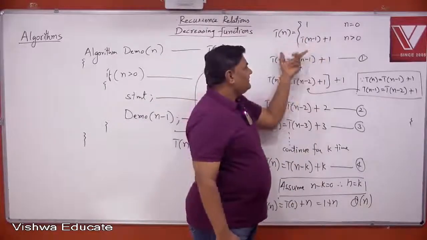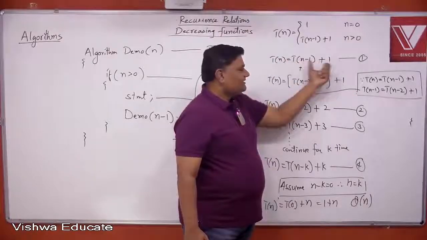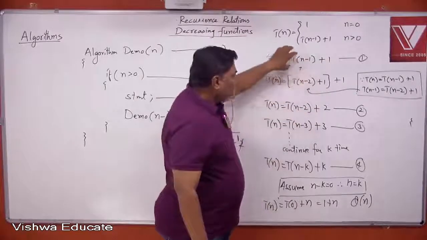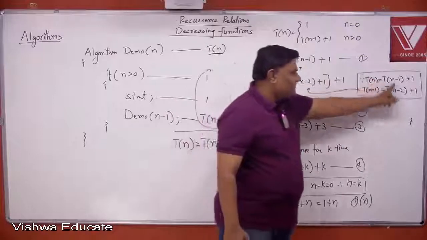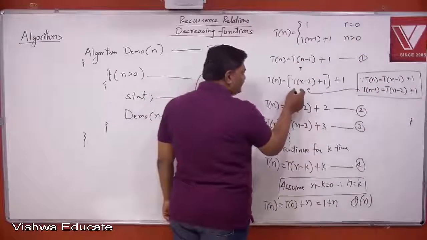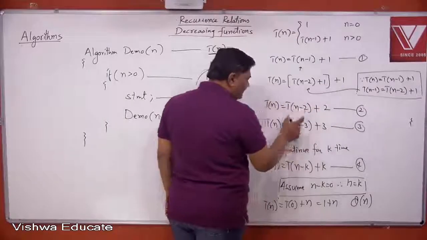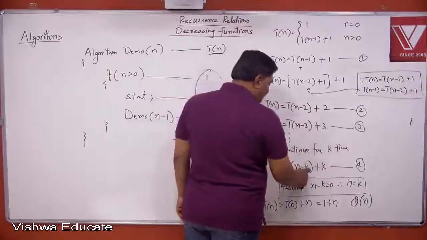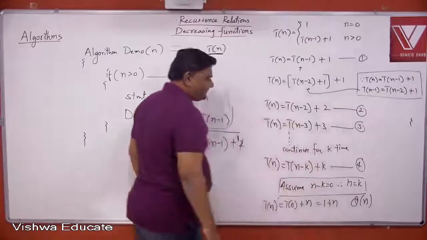Then I have taken this recurrence relation, T(n) is equal to T(n-1) plus 1. Solve this. What is T(n-1)? T(n-2) plus 1. So substitute that here. Open it. So T(n-2) plus 2. The next will be T(n-3) plus 3. Then next T(n-k) plus k.